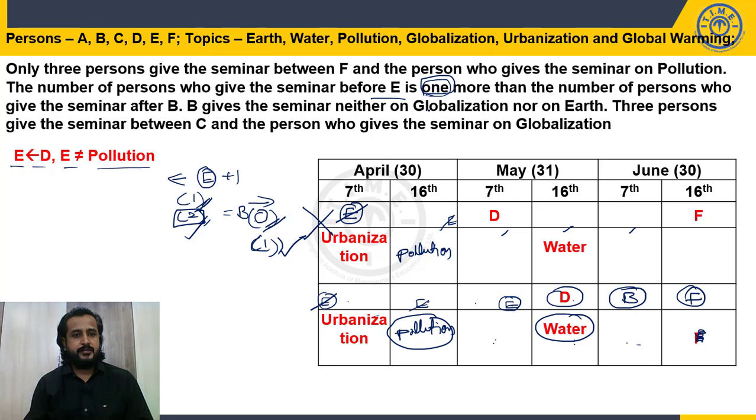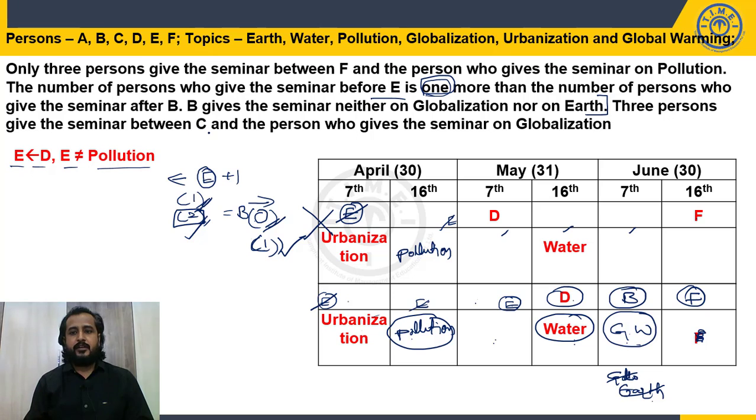Now what is the next information? B gives seminar neither on globalization nor earth. So out of the 6, 3 are already fixed. 2 cannot come here, globalization, earth. What is the remaining? Global warming. So here will be global warming. So B gave seminar on global warming. So till here it is completely utilized.